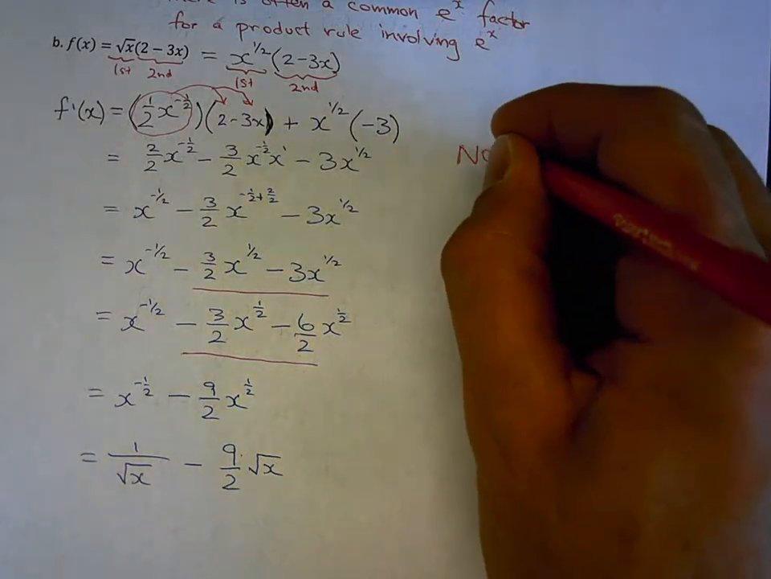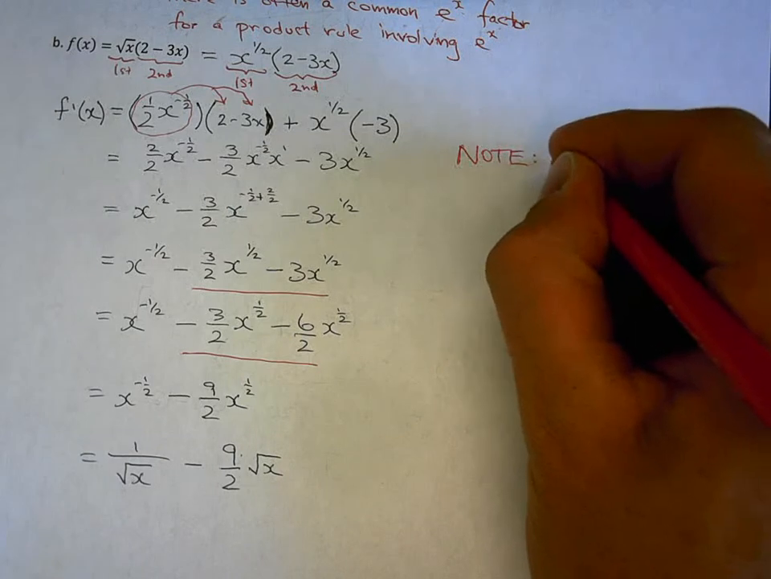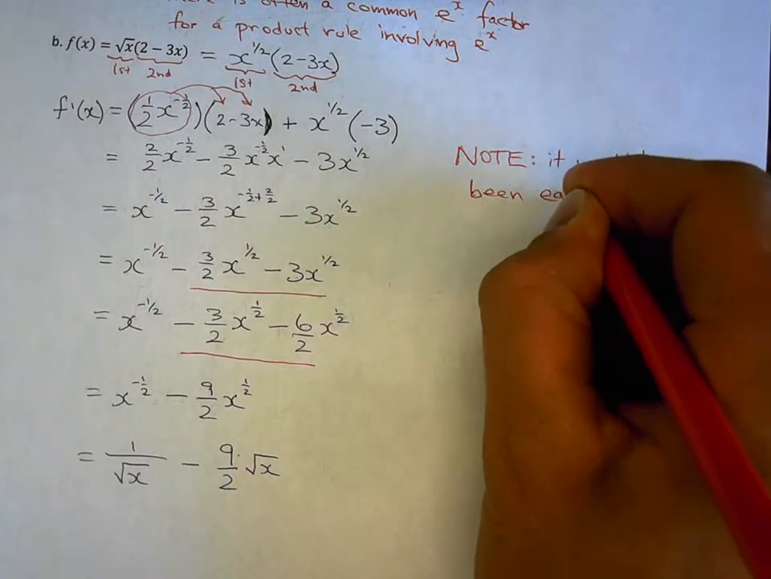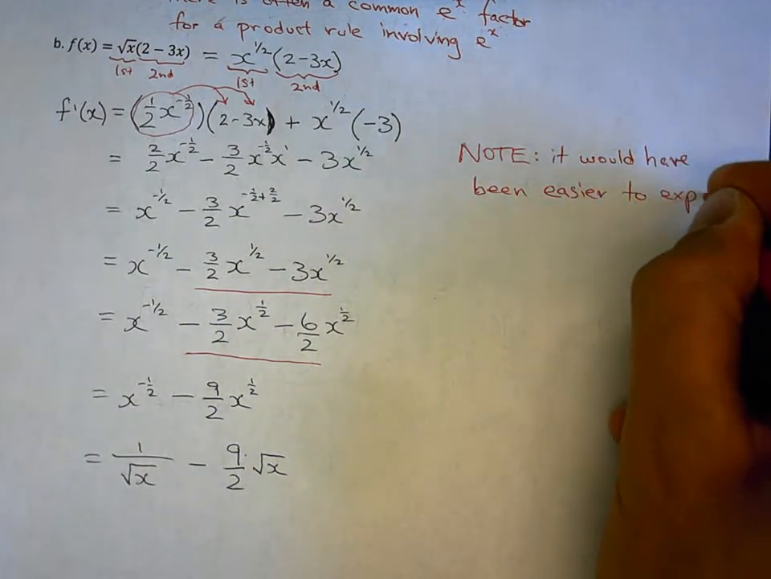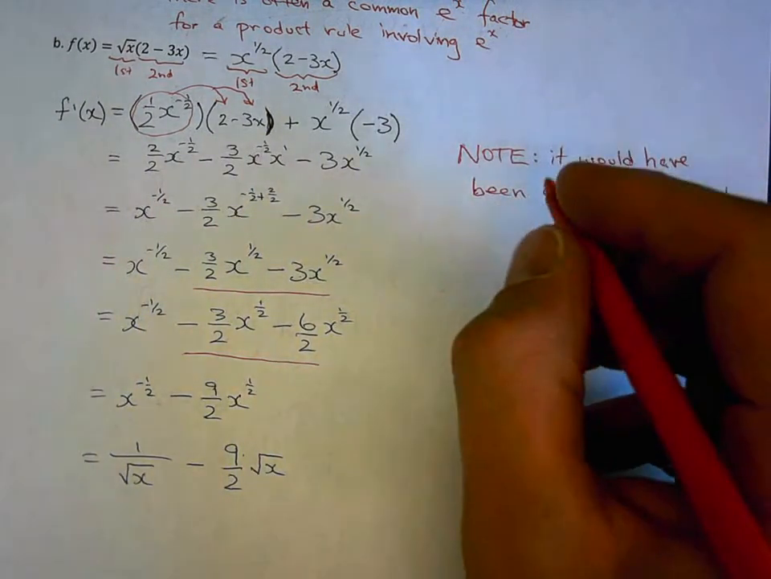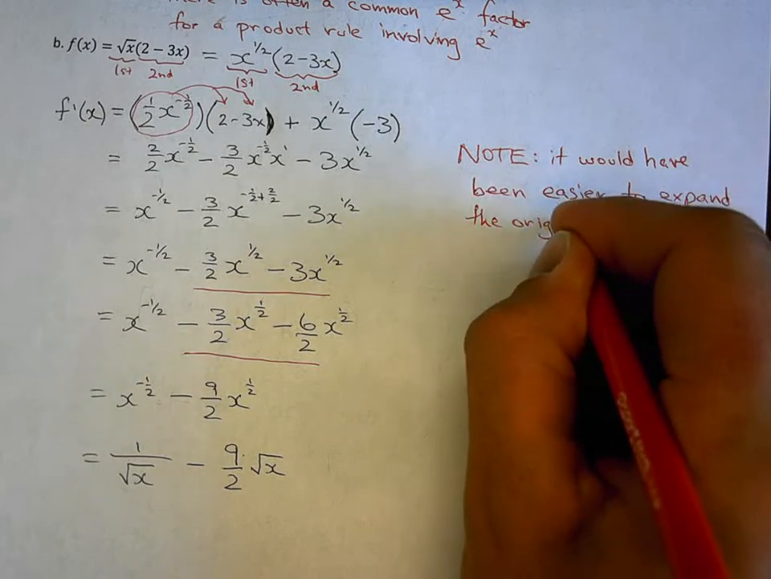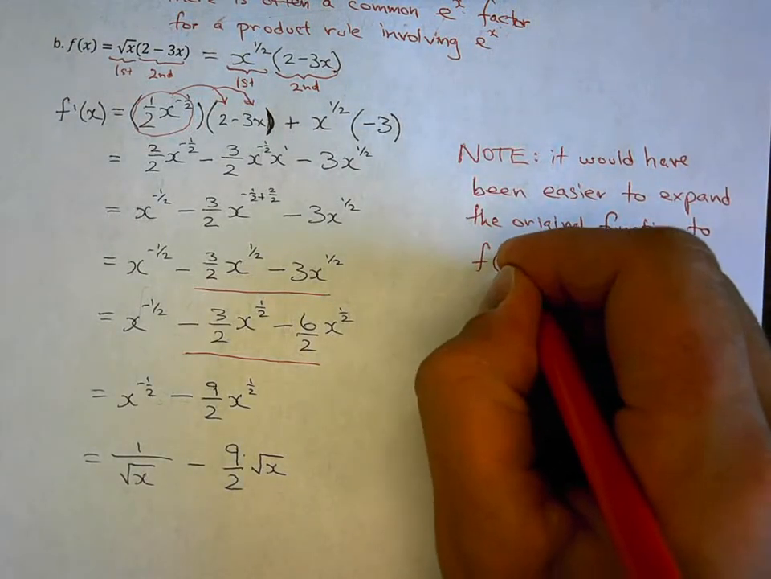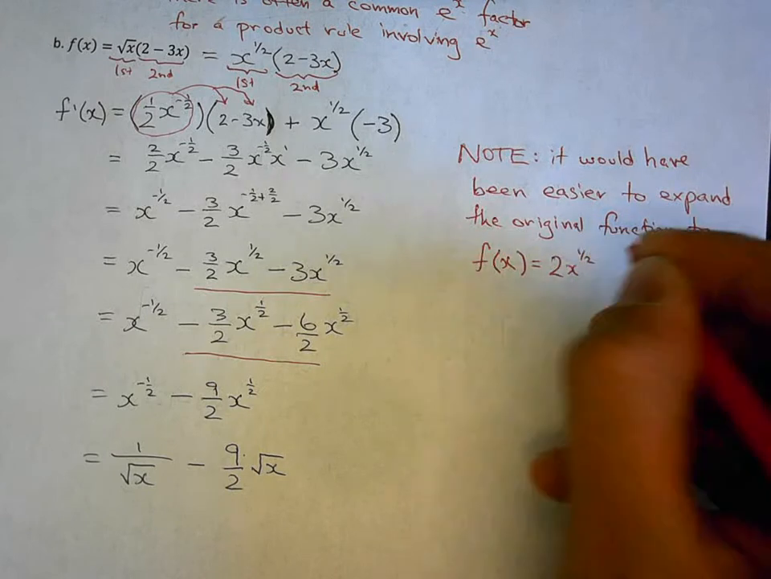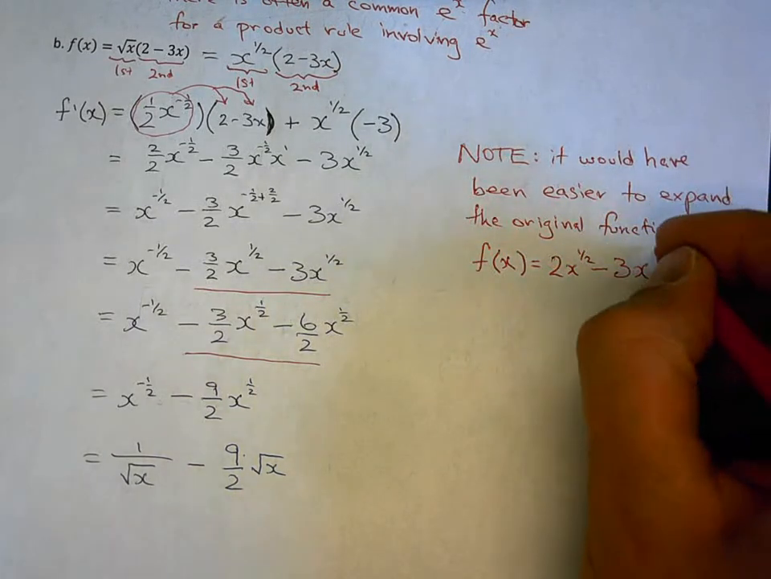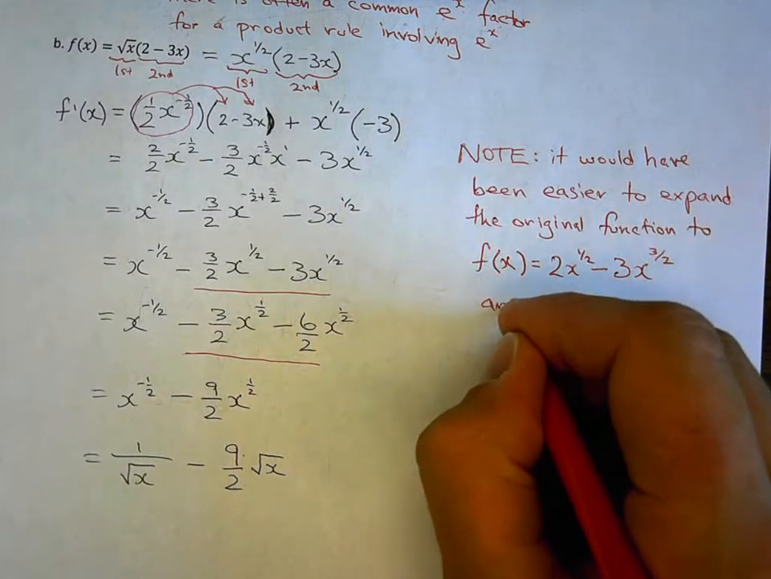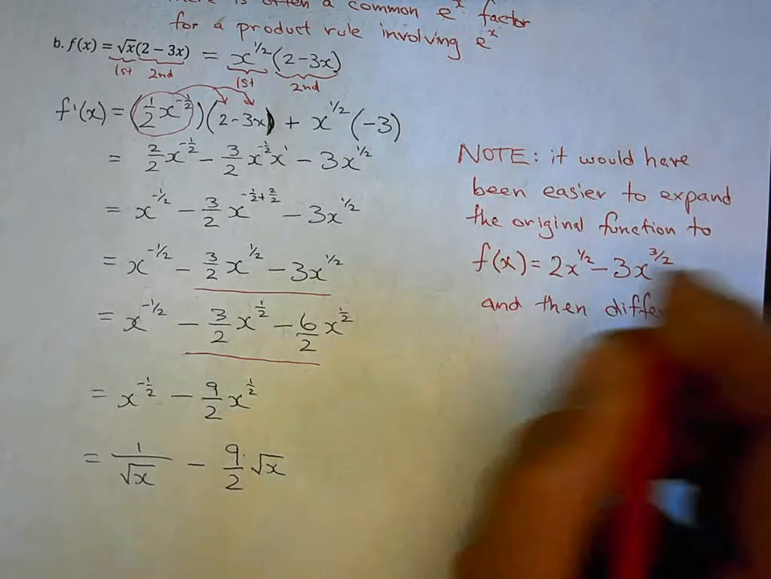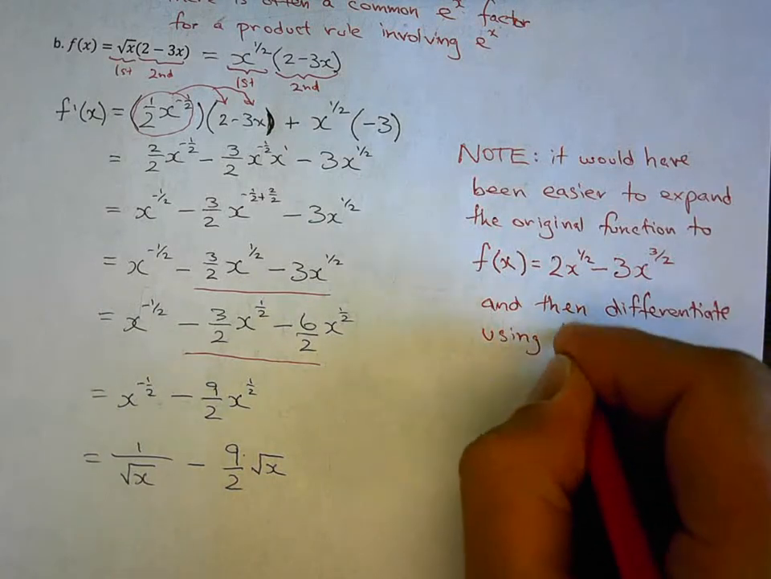Now note, for this question, it would have been easier to expand the original function to f of x is equal to 2x to the half minus 3x to the 3 over 2, and then differentiate using the power rule.